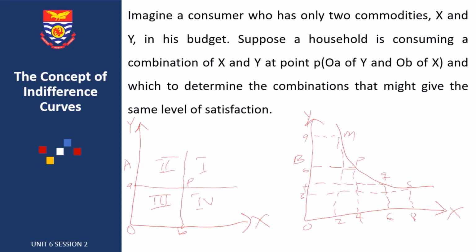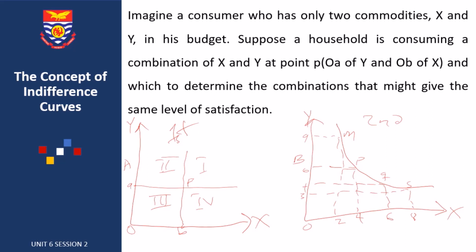Okay, now let's talk to the diagrams. So the first diagram is commodity X-Y commodity space. Diagram A. This is the first diagram. Let me even write first, and let me give this second diagram. Okay. So we can see, or suppose a household is consuming a combination of X and Y at point P on the first diagram. That is OA of Y and OB of X, and we want to determine the combinations that might give the same level of satisfaction.